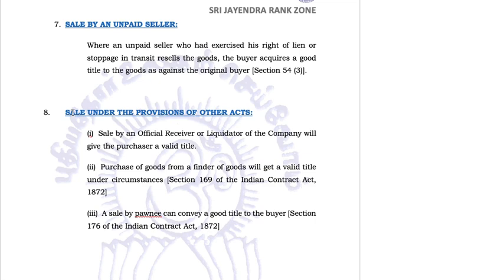Sale by an unpaid seller. Now a sale has been made between a seller and a buyer, but the goods are still with the seller and the buyer has not yet made the payment as well. In such a case, he is an unpaid seller because he is a seller, but he has not received the money and even the goods are with him. The property in the goods has transferred to the buyer, but the seller still has the custody and has not received the payment. Where an unpaid seller who has exercised his right of lien or stoppage in transit resells the goods, the buyer acquires a good title to the goods as against the original owner.